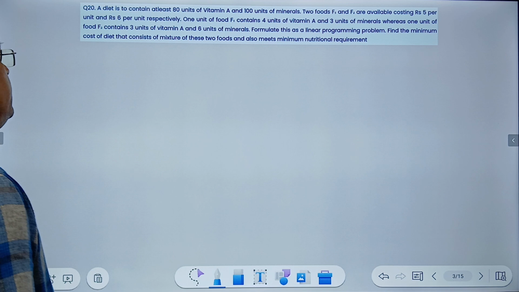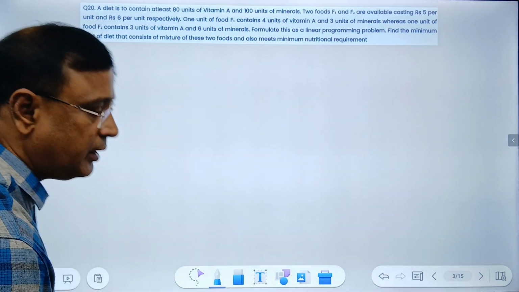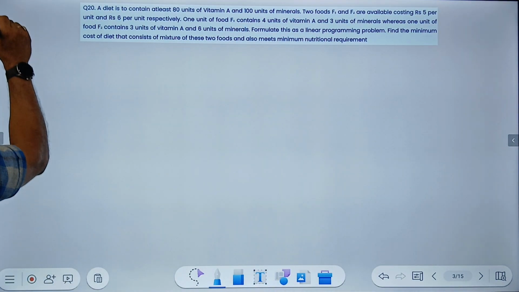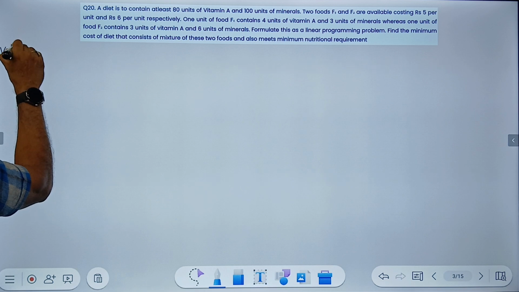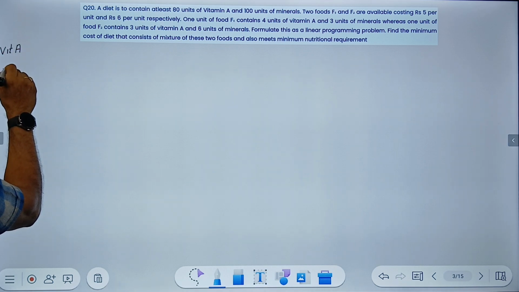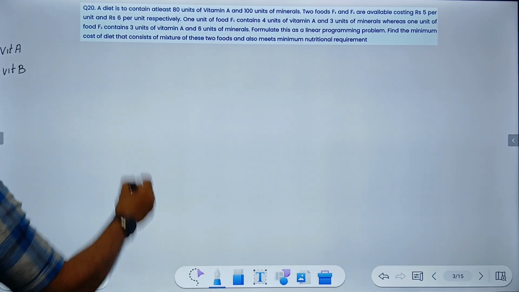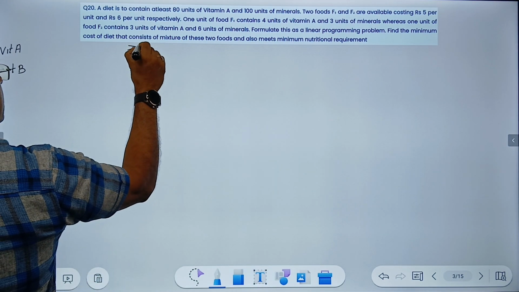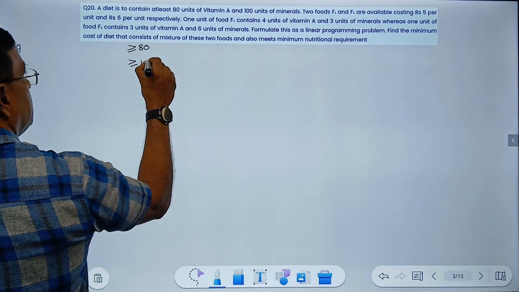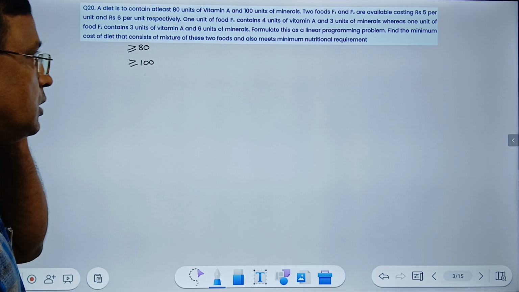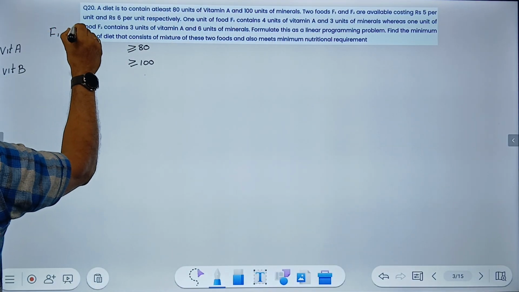A diet is to contain at least 80 units of vitamin A and 100 units of vitamin B. So first let me take this as vitamin A, and then this is vitamin B. At least 80 units means greater than or equal to, and at least 100 units of vitamin B. Now there are two types of food, F1 and F2. So I call this F1 and I call this F2.